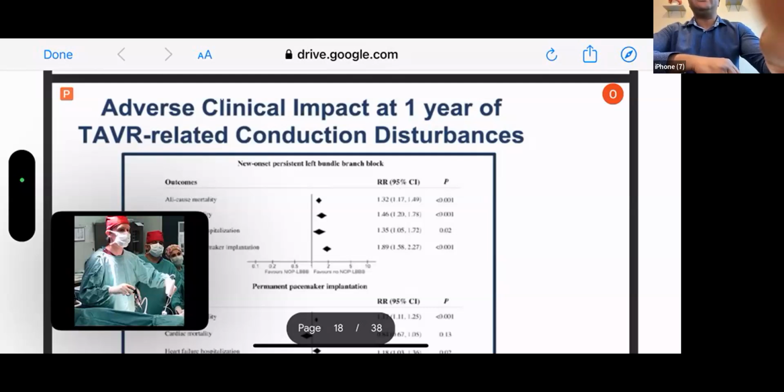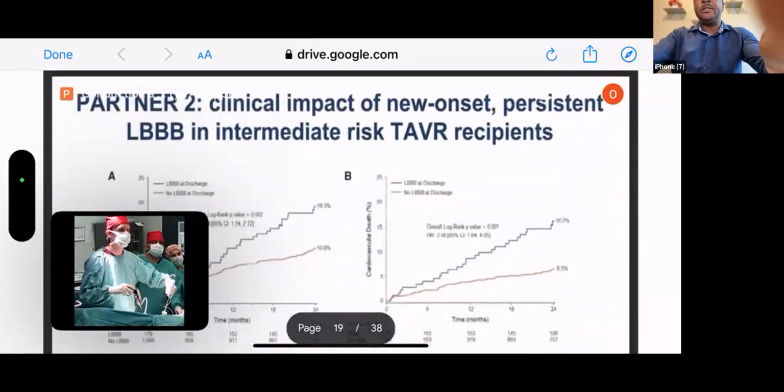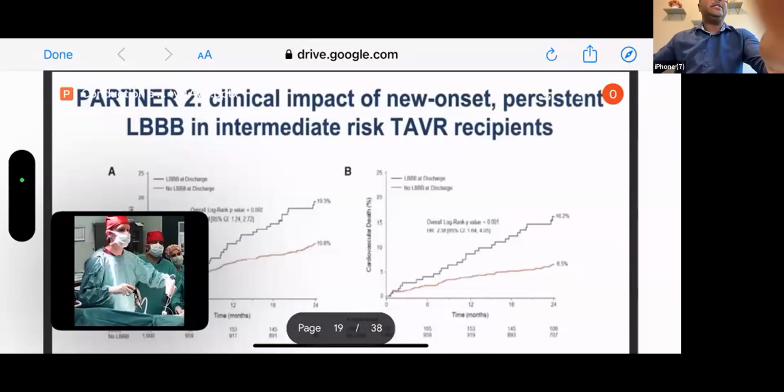So in this meta-analysis that was done by Farrods, they found that if a patient developed a new onset persistent left bundle branch block after 1 year or at 1 year, they have increased all-cause mortality, increased cardiac mortality, heart failure hospitalization, and also need for permanent pacemaker placement. And then if they eventually got a permanent pacemaker placement, there's also increased all-cause mortality and heart failure hospitalization in these patients.